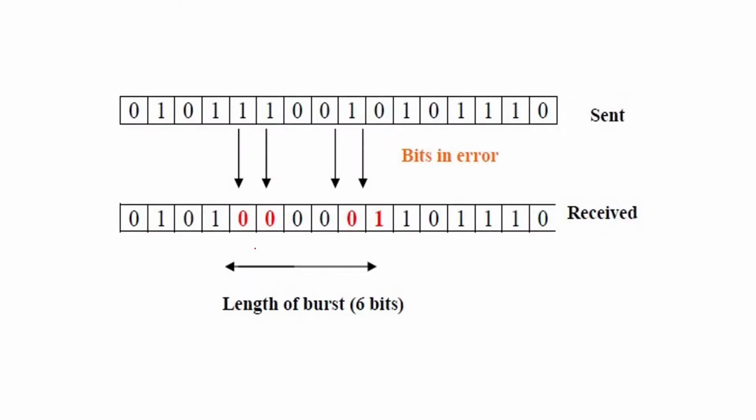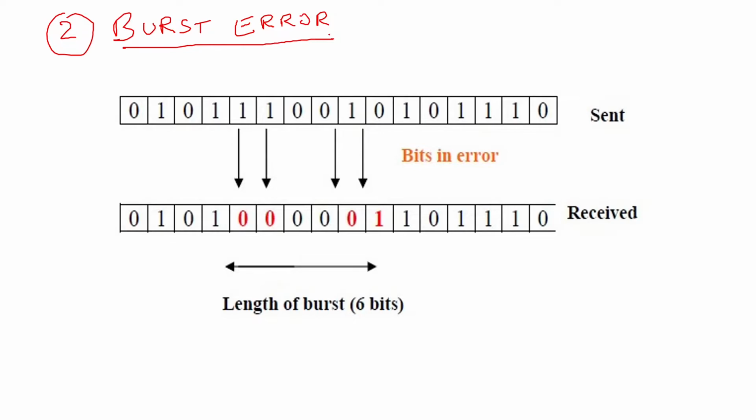Then the second type of error we will see is burst error. Here is the diagram for the second type of error, which is called burst, B-U-R-S-T, burst error. Burst means you have a group of bits. When there is a group of bits, it is called a burst. The term burst means that there are two or more bits in the data unit. Burst error means that two or more bits in the data have changed from 1 to 0 or from 0 to 1.